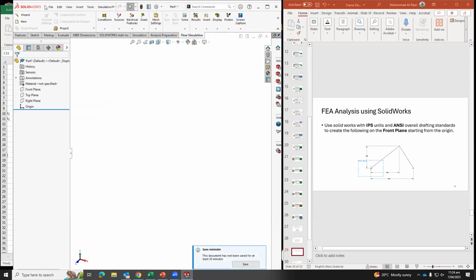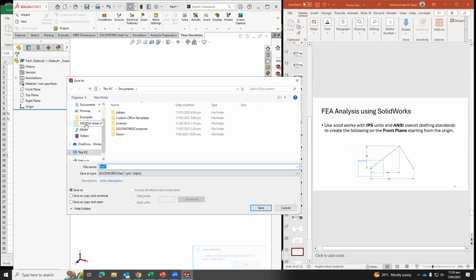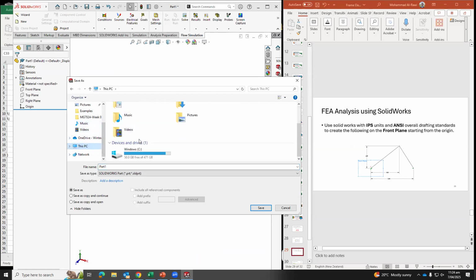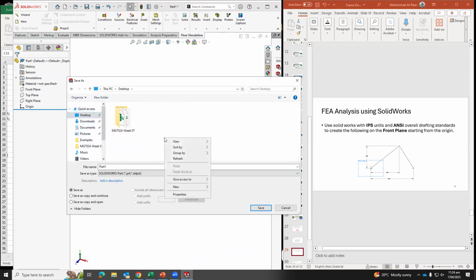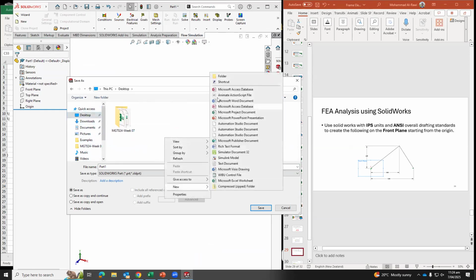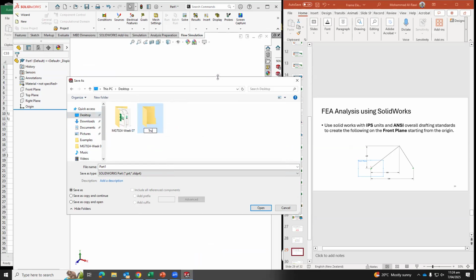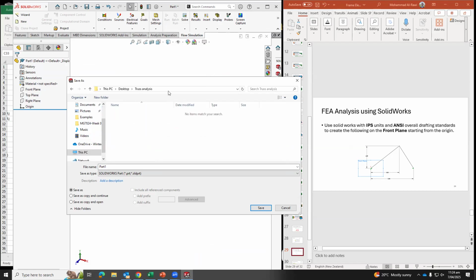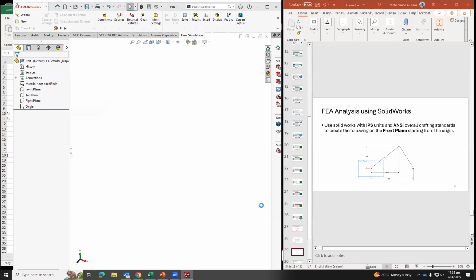Okay, so first of all, file, save. I will save it in a folder on my desktop because I'm using a Wintec computer. On the desktop, I will call it truss analysis. Part 1, it's okay, keep it the same name.